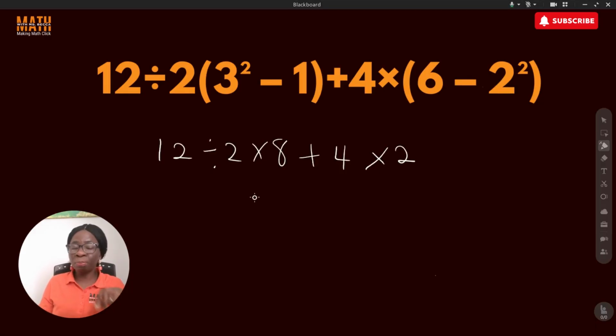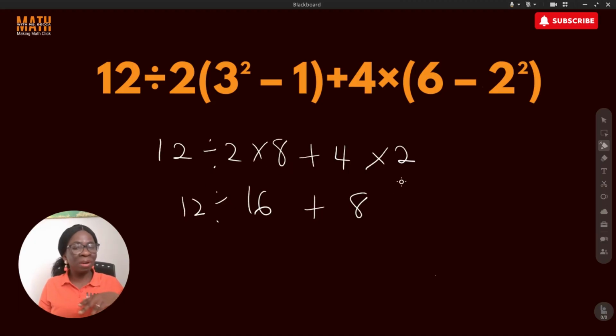Mistake 2, doing all multiplications before division. When they arrive here, they multiply first before dividing. They do all the multiplication first, saying this becomes 16 and then this becomes 8, and only then do they divide. If you multiply first before you divide, then this becomes 0.75 plus 8, and that answer will be wrong. Again, that is not PEMDAS, because when multiplication and division appear together, you solve from left to right. Don't ignore the left to right rule.